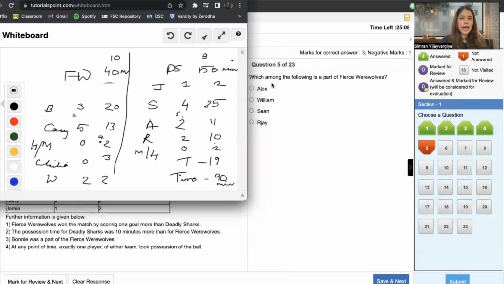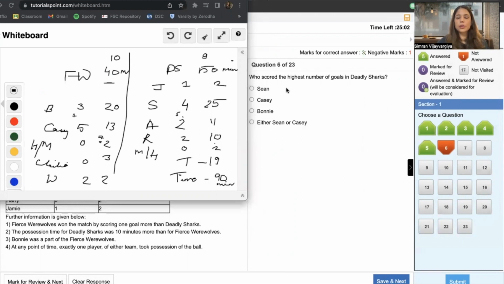Fierce Werewolf. Alex is not in Fierce Werewolf. William is. Sean isn't, and RJ isn't. So I think we're going great. Who scored the highest number of goals in Deadly Sharks? Sean got the highest number of goals, right? 4.